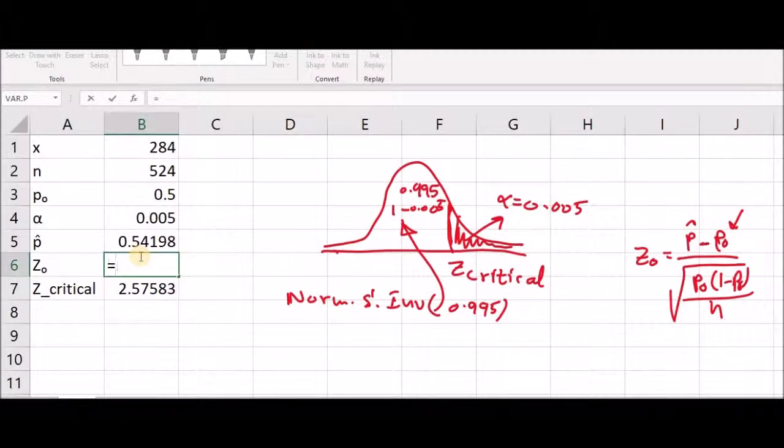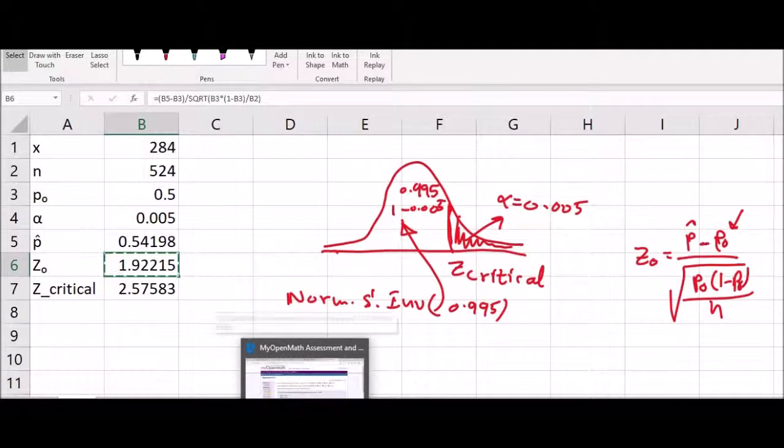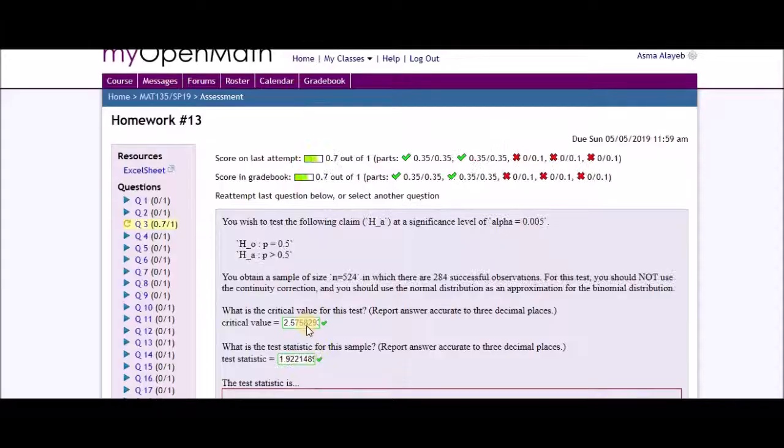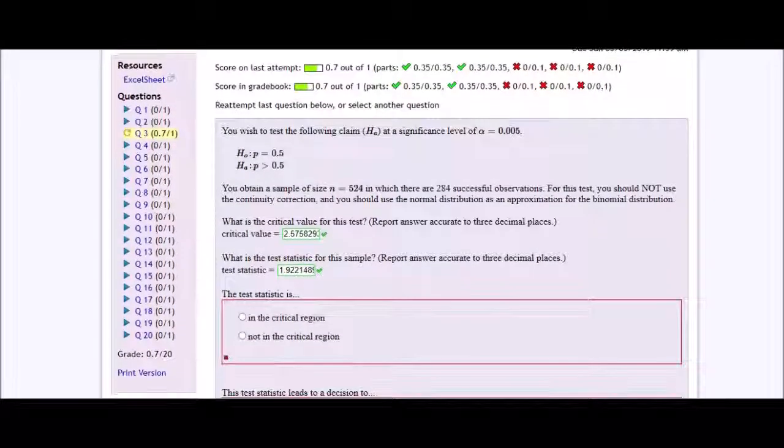That is equal to, I'm going to put parentheses, and p hat is equal to that value, minus p naught, which is this value, divided by the square root of p naught times, open parentheses, 1 minus p naught divided by the sample size, which is 524, and then close parentheses, and that is the z naught, or the test statistic. So I'm going to put that in here and submit my answer.